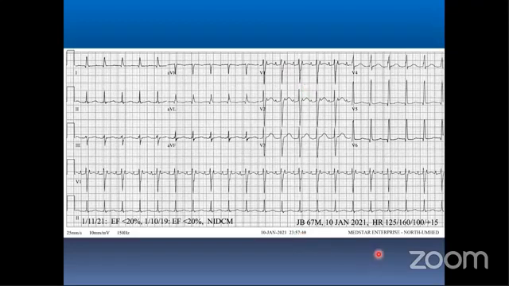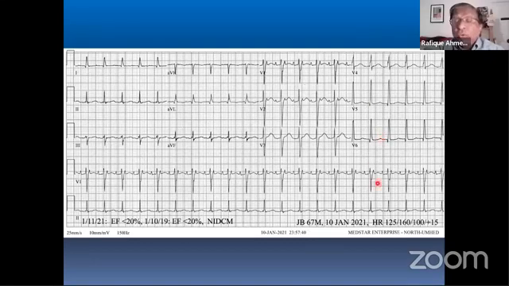So my diagnosis is atrial tachycardia with a 2-to-1 block, sir. Yeah, 2-to-1 block. If it is 2-to-1, then the atrial rate is 250. That's a little too fast for atrial tachycardia. So you can either call it atypical atrial flutter with 2-to-1 conduction.